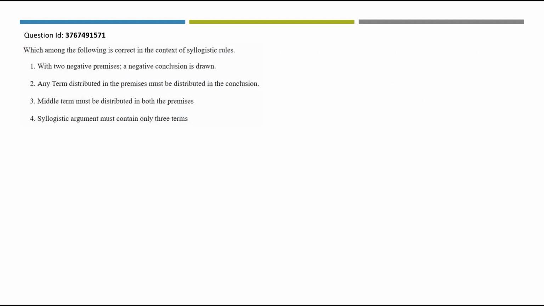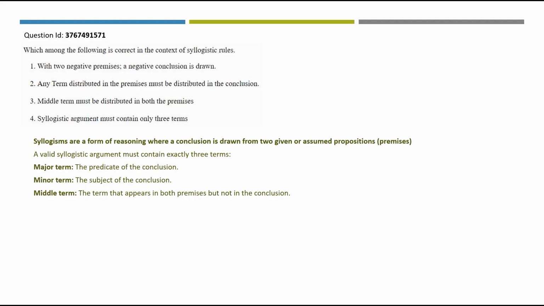Next question. Which among the following is correct in the context of syllogistic rules? So we are getting into syllogism now. Syllogisms are a form of reasoning where a conclusion is drawn from two given or assumed propositions, otherwise called premises. So there will be two premises and a conclusion will follow based on that.